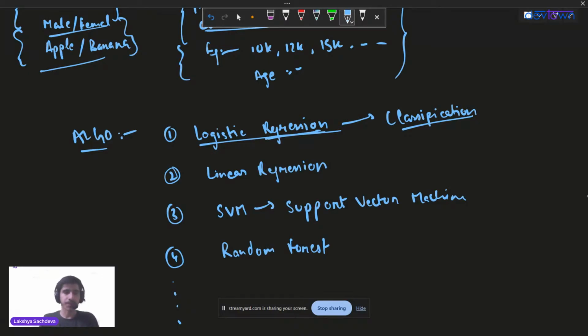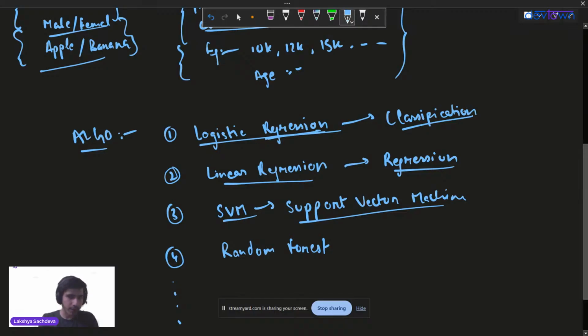Sir, this linear regression over here? Yes, this is a regression problem. Then, sir, this SVM, that is support vector machine, is it a classification problem or a regression problem? Quickly tell me, guys. Support vector machine is used for classification or regression? Does anyone of you have any kind of idea? SVM is used as a classifier or a regressor.